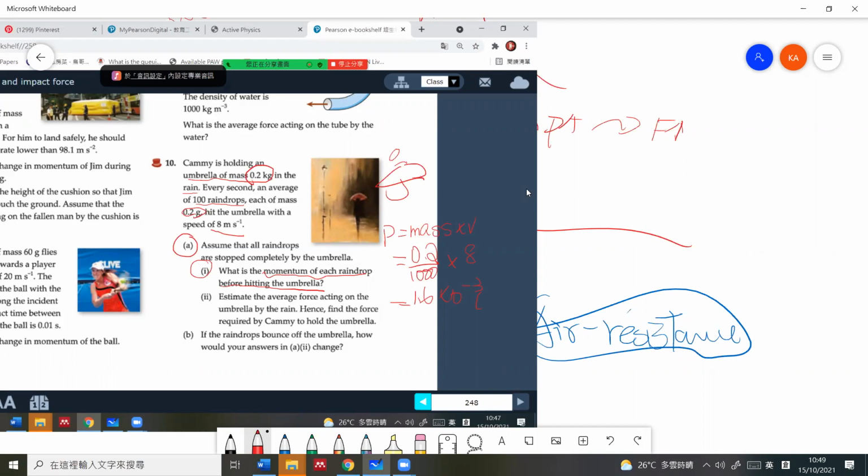kg per m per s. kg per meter per second. Sorry, so the unit is kg per meter per second. So here's the answers of A1.